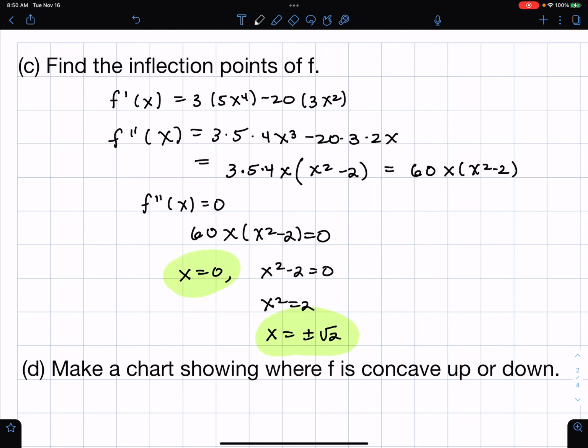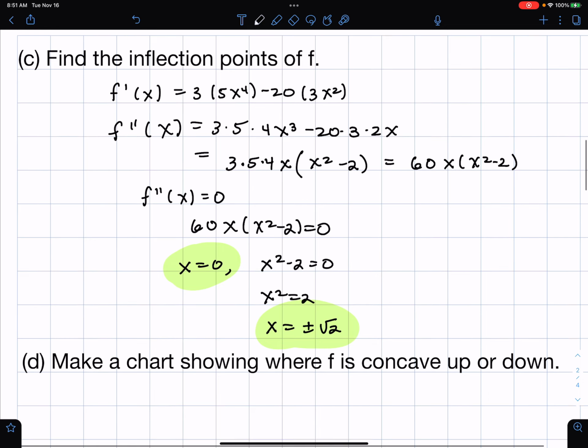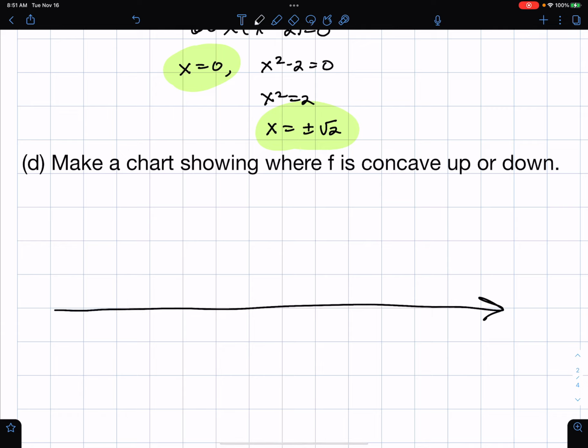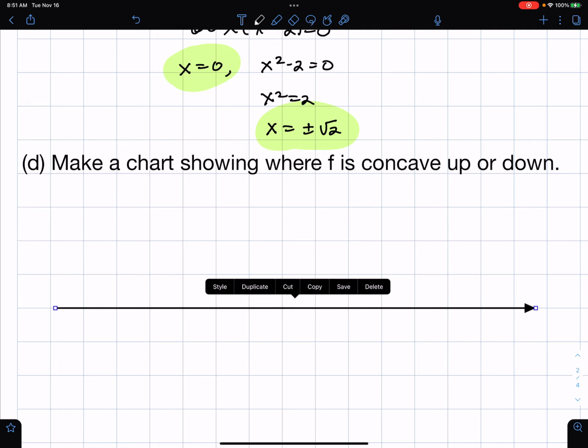And then we make another chart to show where f is concave up or concave down. The chart looks really similar to our last chart. We start off with a number line, and right here is 0, and then I'm going to put the square root of 2, roughly speaking.